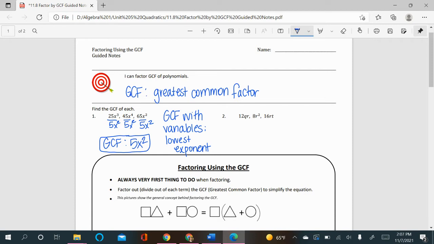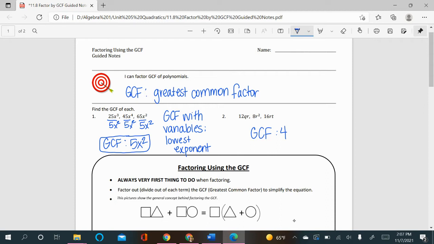Okay, and then we look at the next one. I've got 12, 8, and 16. So the highest number that can be divided by all of those would be 4. And then you look at your letters. So I have a Q here, but there's no Q here and there's no Q here. So it is not included in my GCF.